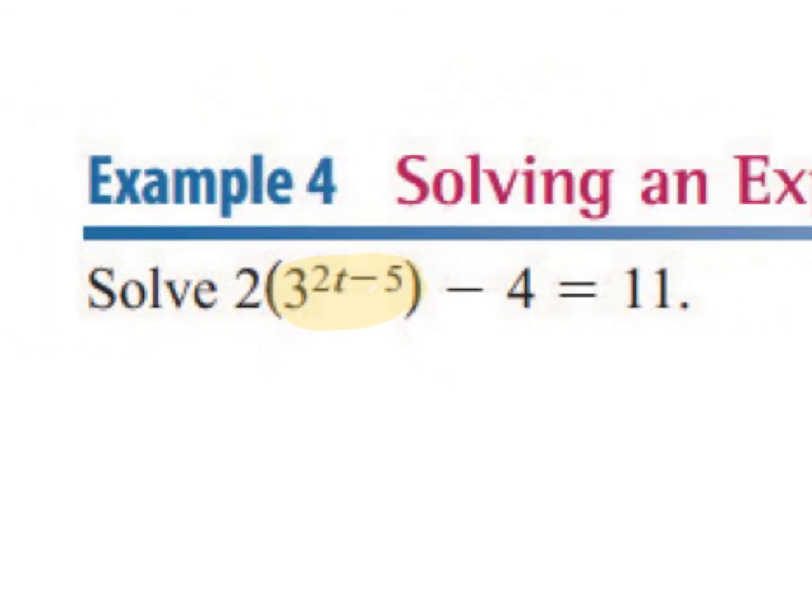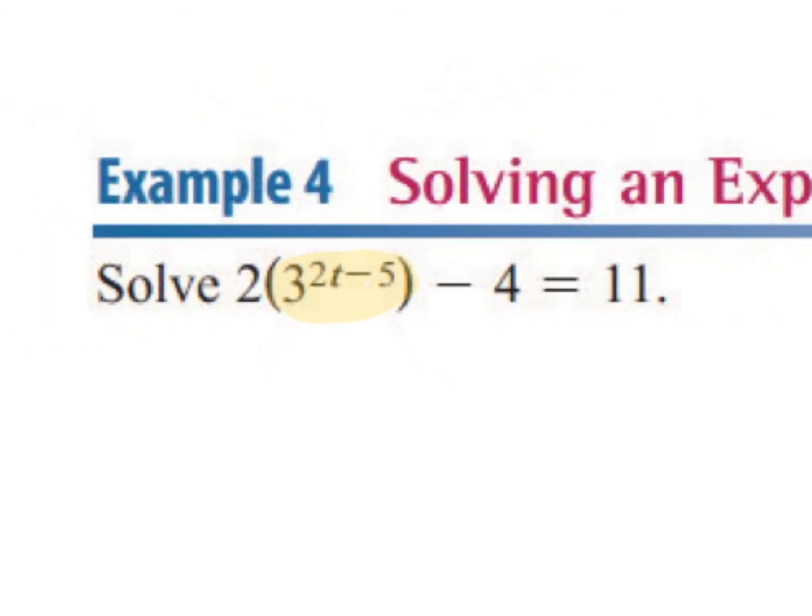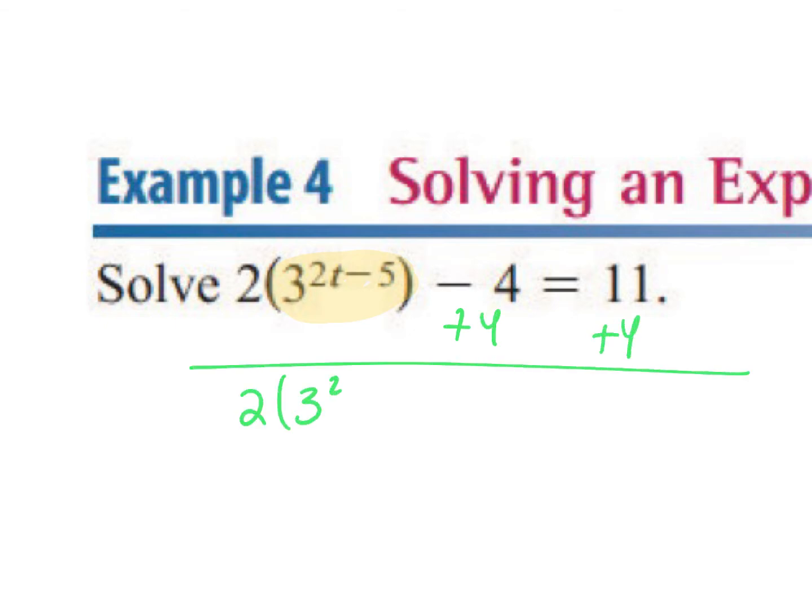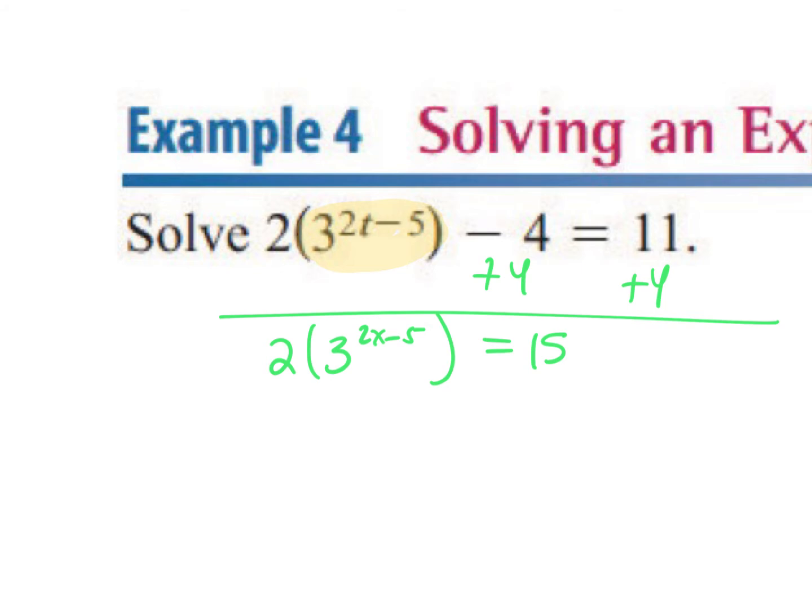Yep, log base 3, because the big base is 3. But I need to get that yellow that I've highlighted all by itself. So the first thing I'm going to do is what? Add 4. So I have 2 times 3 to the 2x minus 5 equals 15, right? Now what?